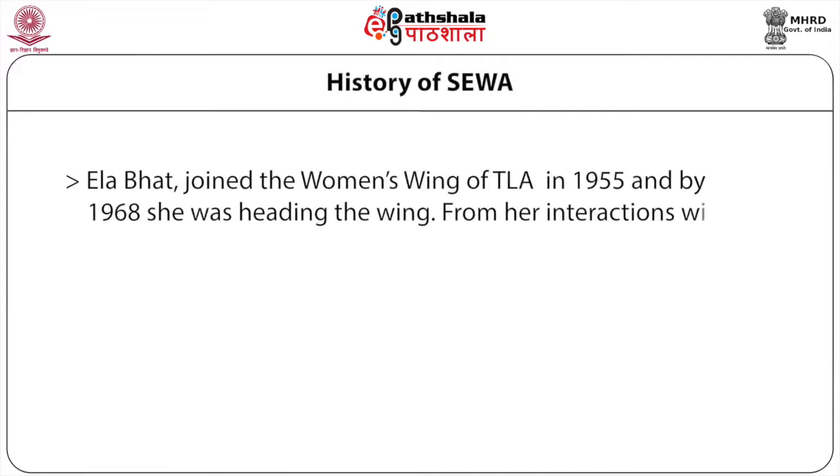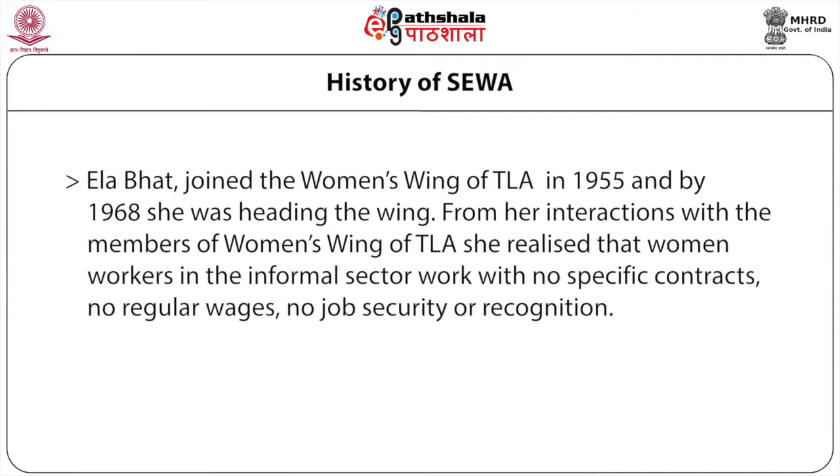In 1955, Ila Bhatt, professionally a lawyer, joined the women wing of TLA, and by 1968, she was heading the wing. As the head of the women wing of TLA, Ila Bhatt came in touch with the wives and daughters of textile workers who often worked in the informal sector in order to supplement their family's income. These women workers worked as cart pullers, head loaders, vegetable vendors, fishmongers, bidi rollers, construction laborers. From her interaction with these women, she realized that women workers in the informal sector work with no specific contracts, no regular wages, no job security.